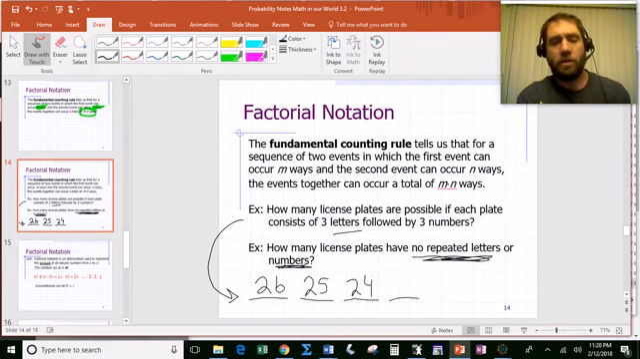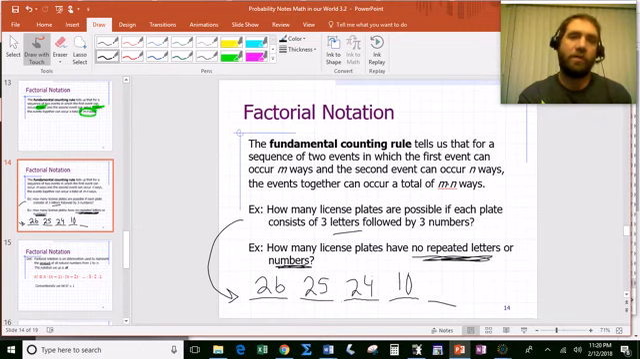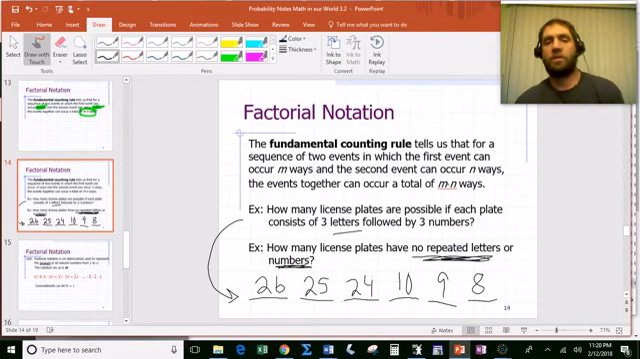Now onto the numbers, we have the digits 0 through 9, so we have 10 options there. 1 number is used, so we have 9 options for position 5, and finally 8 options for position 6. So whatever this turns out to be on the calculator, 26, 25, 24, 10, 9, 8. Okay, and when we have this situation with no repeats, you see this, we're just incrementally, progressively going down like 26, 25, 24, or so on.